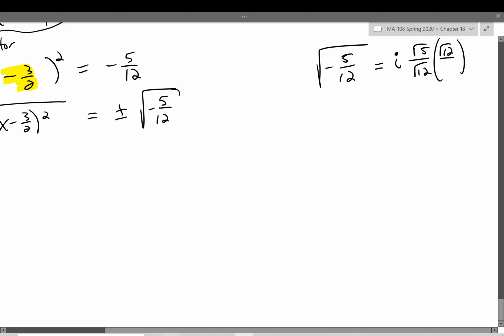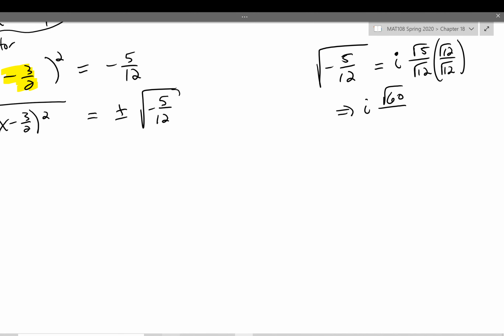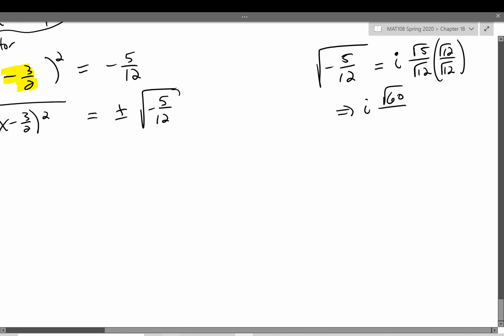So I multiply by the square root of 12 over the square root of 12, okay? So that's going to give me i square root of 60, because 5 times 12 is 60, all right? Over, well, what is that going to give me? Let me see here. Well, that's going to be 12. Do you guys agree? Pretty simple. Now the question becomes, can I simplify the square root of 60?